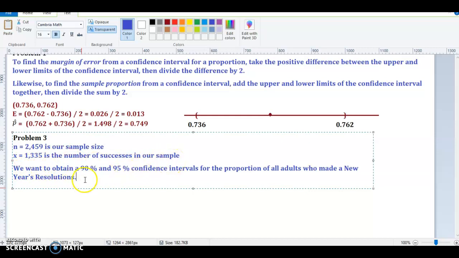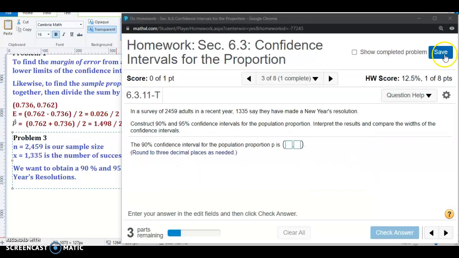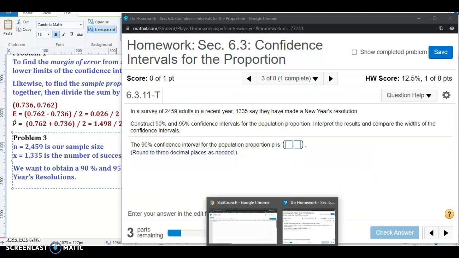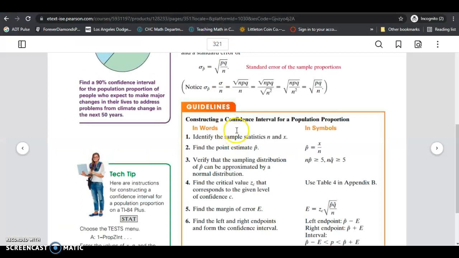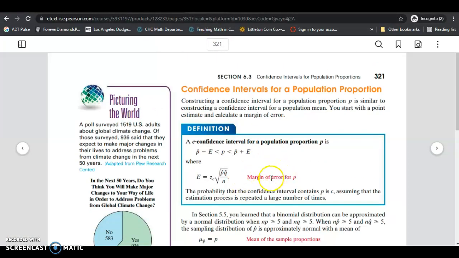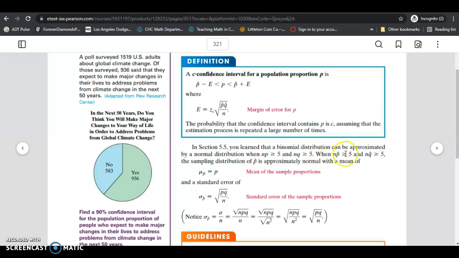Okay, and the problem is asking for a 90% and 95% confidence interval for the proportion of all adults who made a New Year's resolution in the recent year. So we're going to use StatCrunch to obtain the confidence intervals. In other words, we're not going to reference any of the formulas from the book to get the confidence interval. But it is worth mentioning that just like in the previous section, there are certain assumptions that our data set must meet before we get the desired confidence interval.